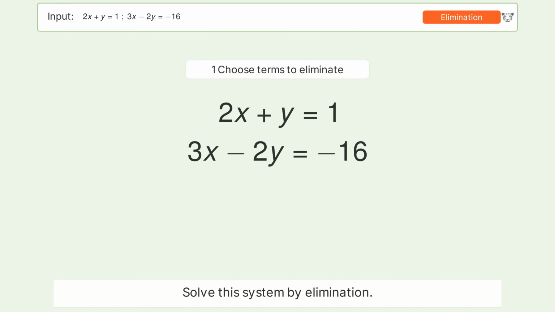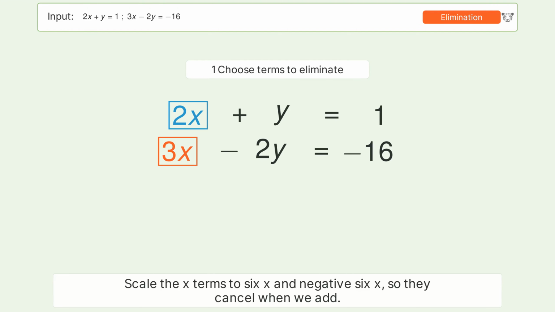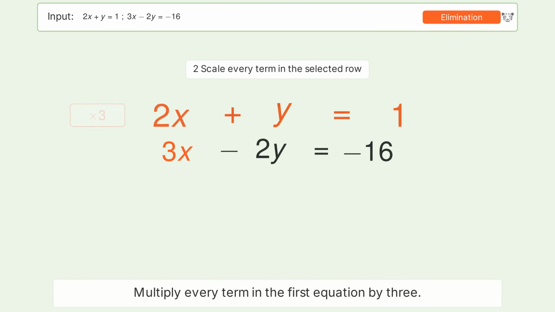Solve this system by elimination. Scale the x terms to 6x and negative 6x, so they cancel when we add. Multiply every term in the first equation by 3.